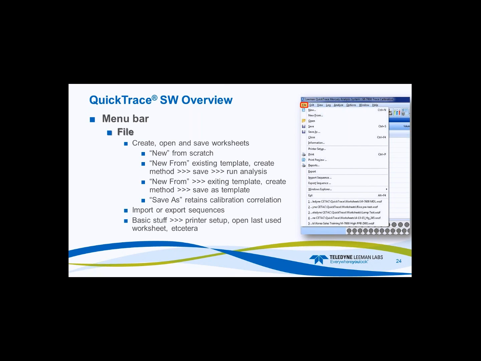And then there's a lot of basic stuff in there, printer setup, open last used worksheet, and et cetera, et cetera. So basically what happens is you have a worksheet and you save it, and it has all the timings that you need for that method, whether it's some standard method or an EPA low-level method or maybe a European Union method. Every time you run the system, you would go new from that worksheet.